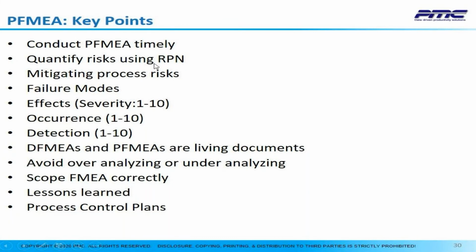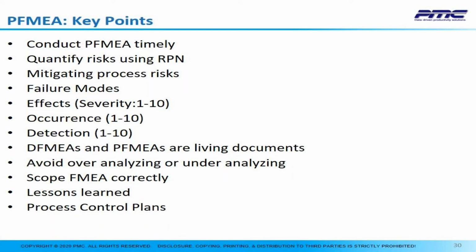So, some key points about PFMEA. You must conduct PFMEA timely and quantify the risk using RPN, mitigating the manufacturing process risk, and assume the product as designed will meet the design intent. Actually, a similar thought process is valid for DFMEA. You're going to have to assume that the process will do what the product is intended.